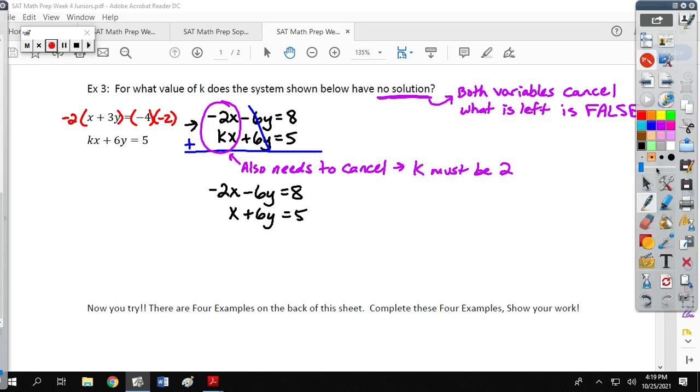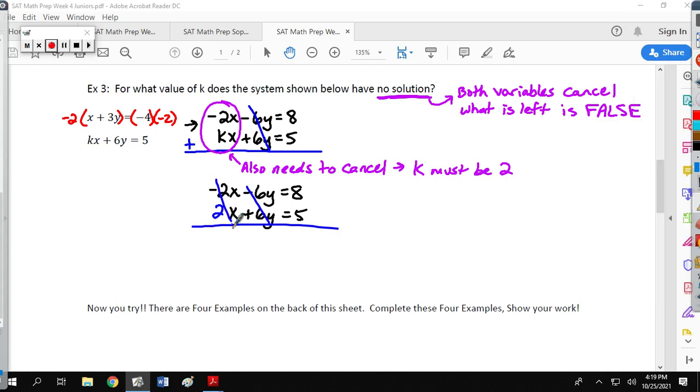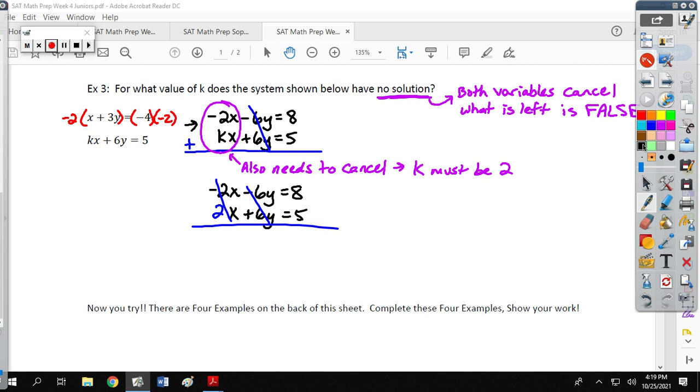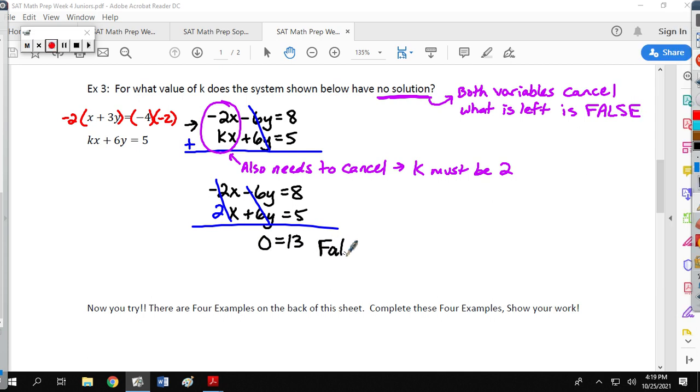we need to check and make sure that that does in fact produce a false statement. Well, that's gone and that's gone. And we look at what's left, which is 0 equals 13. That is a false statement. That means this system now has no solution, which is what we wanted. So our answer is that k must equal 2 in order for that system to have no solution.